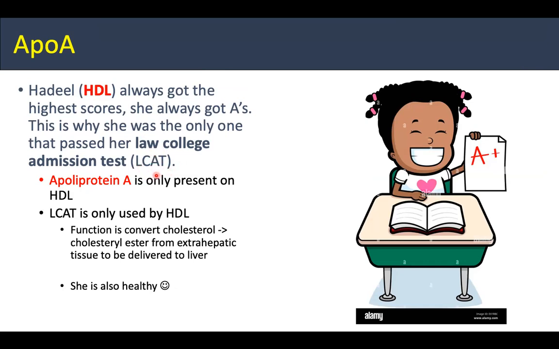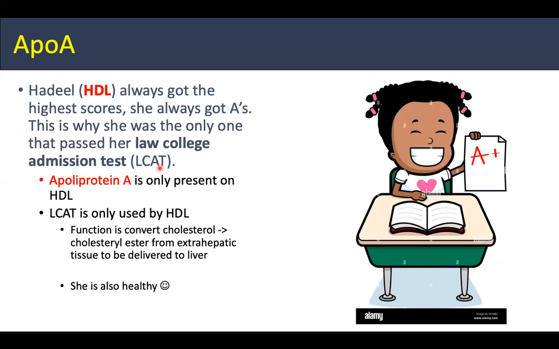LCAT doesn't stand for Law College Admission Test. It stands for lecithin cholesterol acyltransferase, but it's an enzyme, and the function of the enzyme is to convert the cholesterol so that it can move from the peripheral tissue back into the liver.